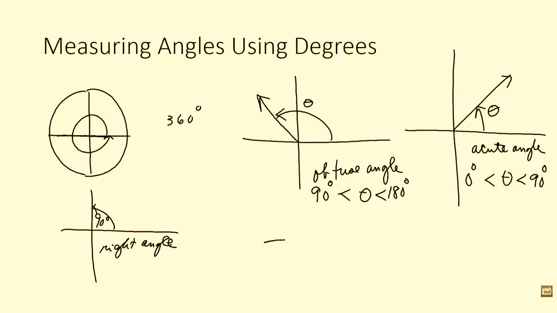Let's do one more. Let's take one half of a rotation. If I start here and take half, it's going to put me here, and now theta is 180 degrees. We call this a straight angle, which measures 180 degrees.